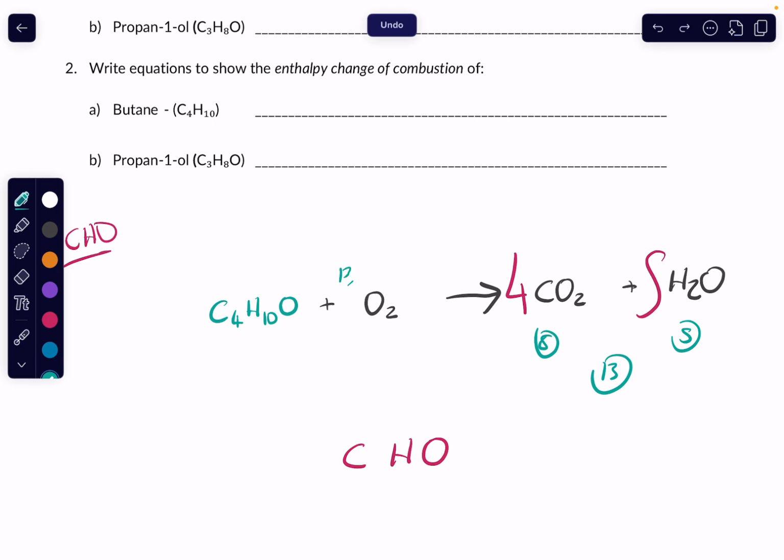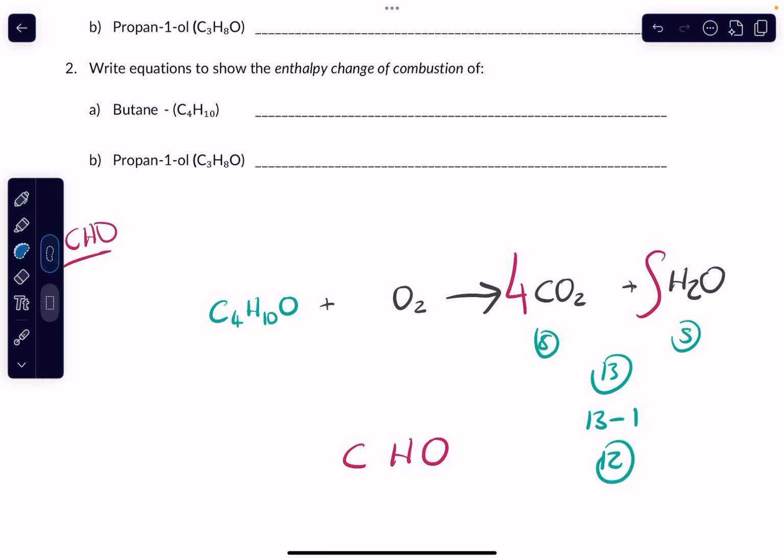To account for that oxygen in that alcohol, we're just going to subtract 1. So 13, because we've got an alcohol, we just subtract 1, and that gives us 12. Which means the final answer is just going to be this oxygen, 12 divided by 2. And yes, you can leave it like that. Or if you're really fancy with maths, you can just put a big 6 there.